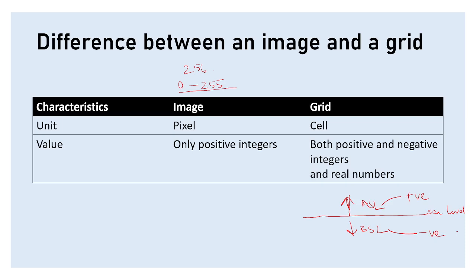But one thing you have to keep in mind is image based data or the grid based data, both are essentially raster data models, but the complexity is a little different. Like image is more simple compared to the grid data.